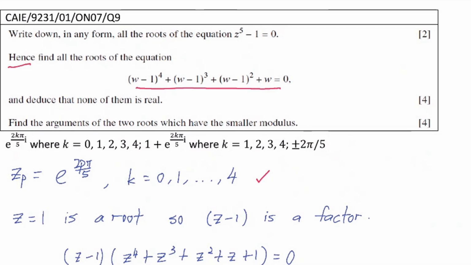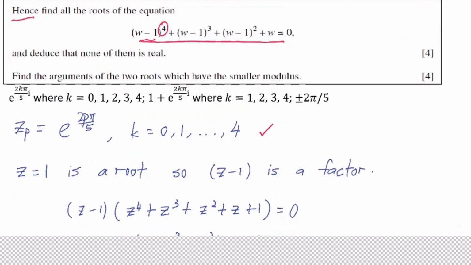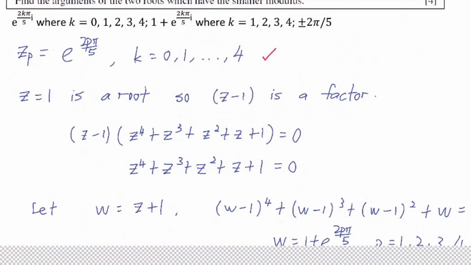There are a few things that we could observe here. They are going from z power 5 to z power 4, which means something could already be factorized out. And also now the variable z becomes w minus 1. So we know what to do from there already. We need to let z be w minus 1. So let's look at the factorization part first.